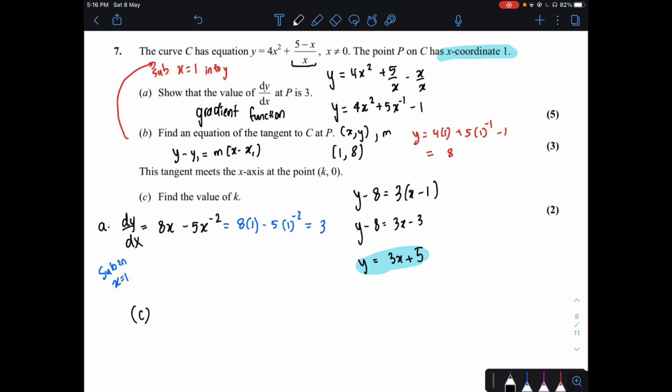When we talk about the x-axis, when we have an x-intercept, what are we saying? We're saying that y equals 0, doesn't it? So 0 equals 3x plus 5. So minus 5 equals 3x. x equals minus 5 over 3. So our value of k at this point is minus 5 over 3. So k equals minus 5 over 3. This is a crucial step to do right at the end, minus 5 over 3.